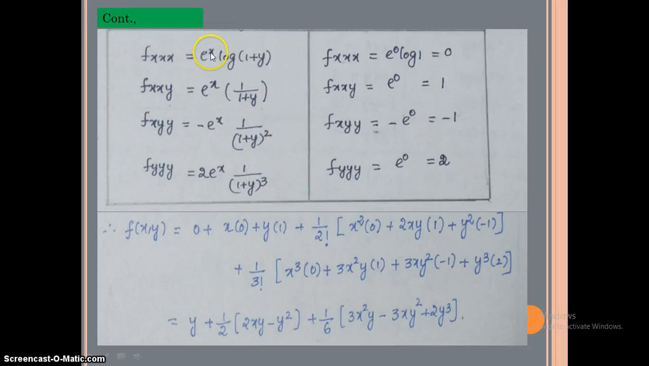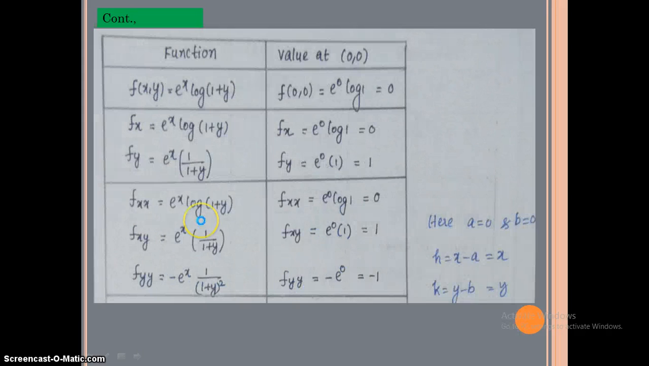Then replace x equal to 0, y equal to 0. This one is already known. So that one is 0. Then this one is 1, then this one is minus 1, here we get minus 2. Then substitute all the values into the given formula. f of 0 comma 0, what is it?